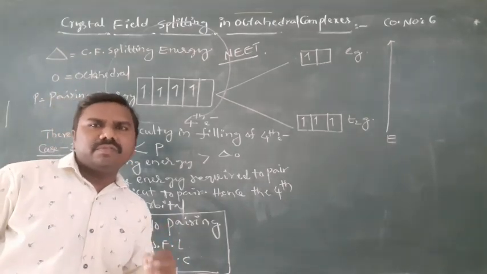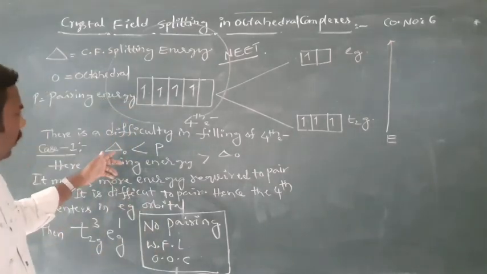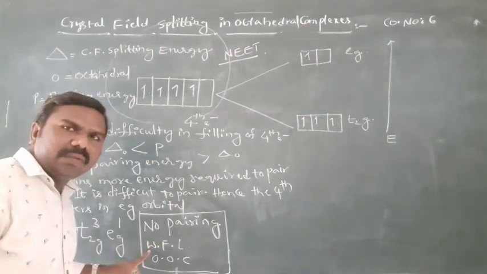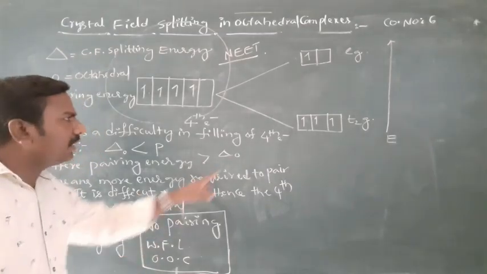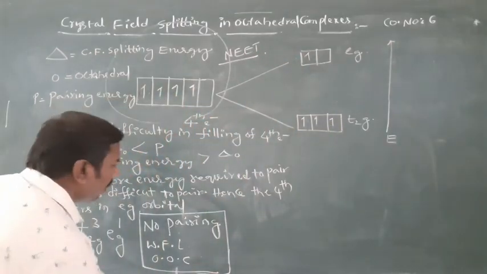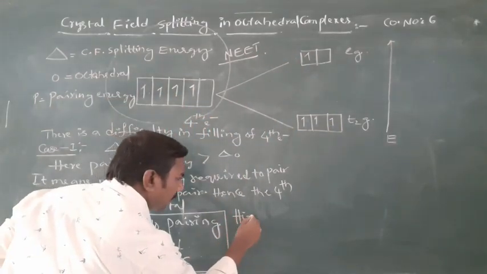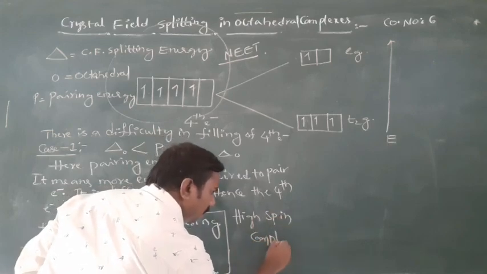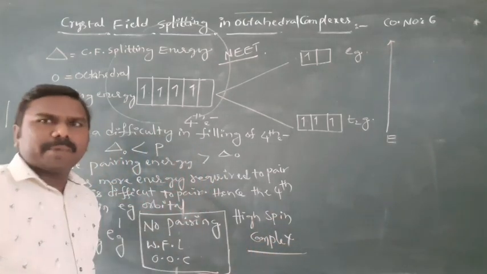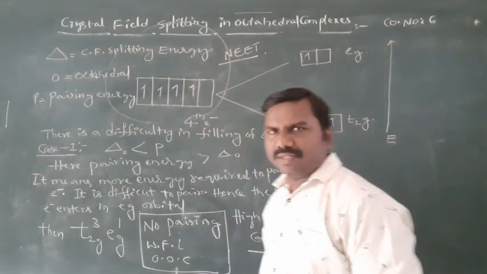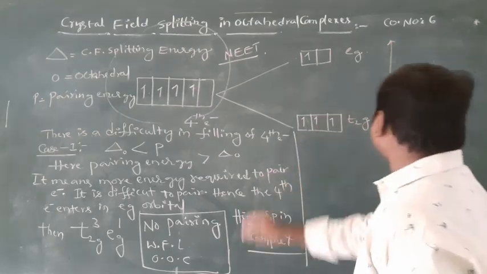The complex in which the splitting energy is less than pairing energy, then the ligand will be weak field, no pairing. So obviously plus half, plus half, plus half, plus half. So all are high spin complex. High spin complex is also called spin free complex. So outer orbital complexes in VBT we discussed. It is the first case.